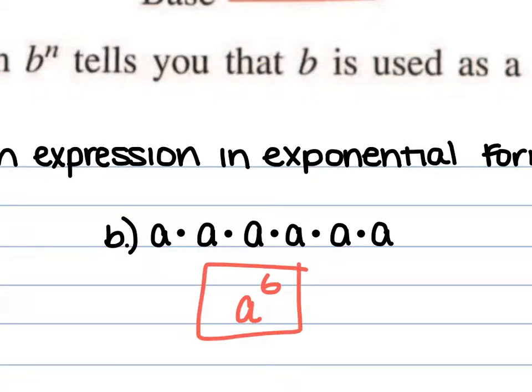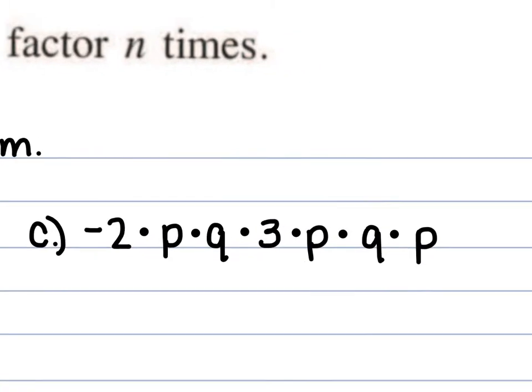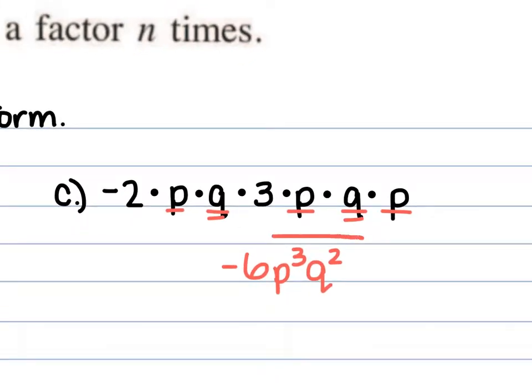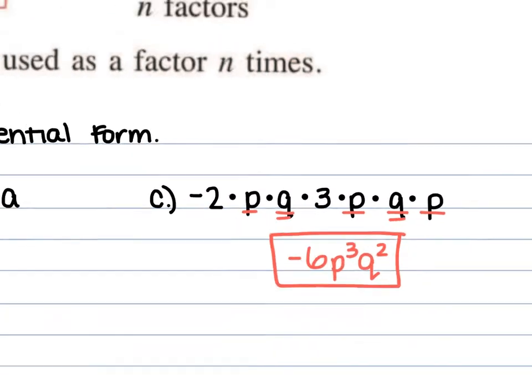For C, we have negative 2 times P times Q times 3 times P times Q times P. So those numbers, that negative 2 and that 3, we want to multiply together to get negative 6. And then the P, there's 1, 2, 3 of them, so it's going to be P to the 3rd power. And then the Q, we have 1, 2, so that's Q to the 2nd power. So negative 6, P cubed, Q squared.